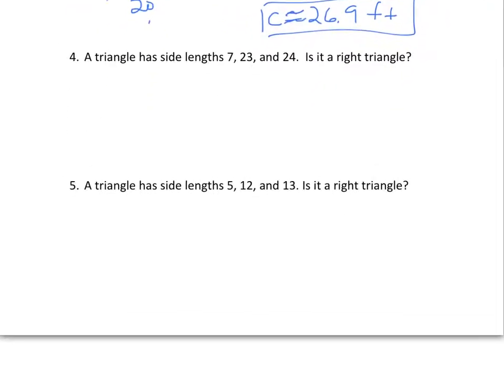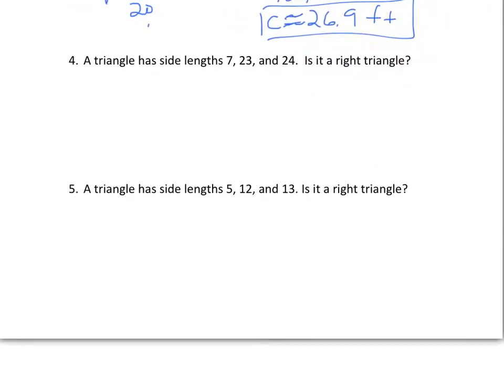And number 4 and 5, we're going to work the opposite direction. Okay, so we've been working so far, I've given you the right triangle, and you find the side lengths. Now what we're going to do is I'm going to give you the side lengths, all 3 of them, and you're going to plug them into the Pythagorean theorem and see if it works out to let me know if it's a right triangle or not.